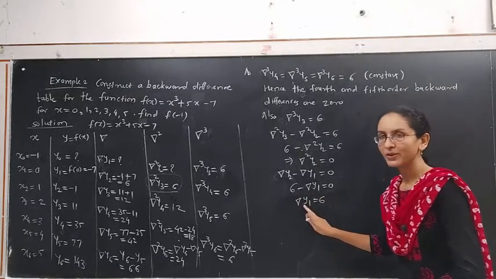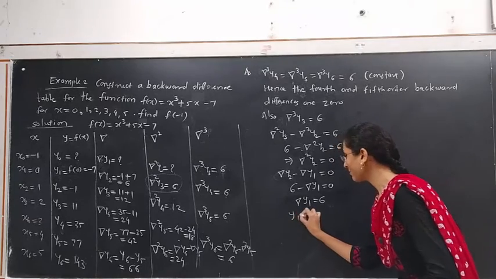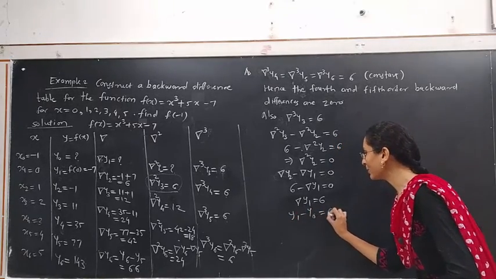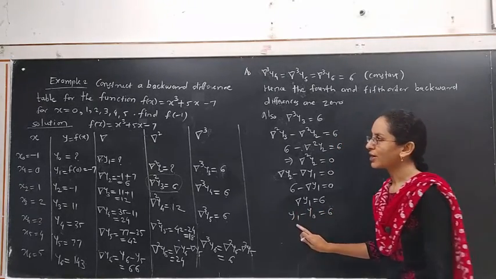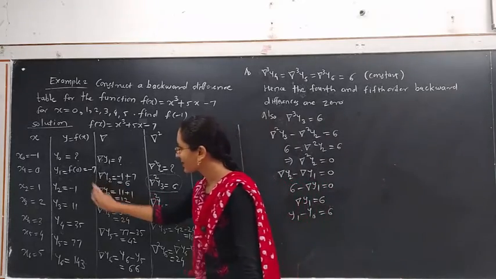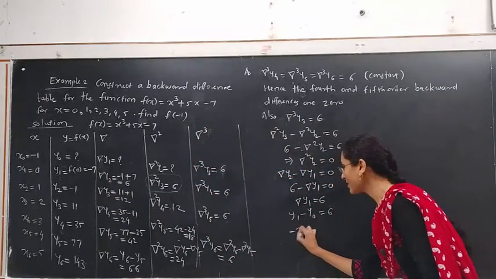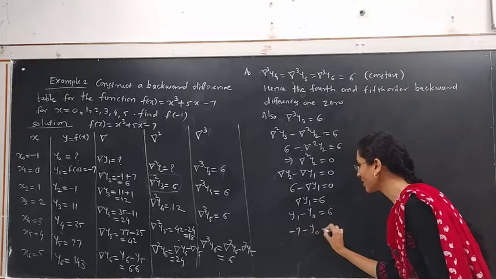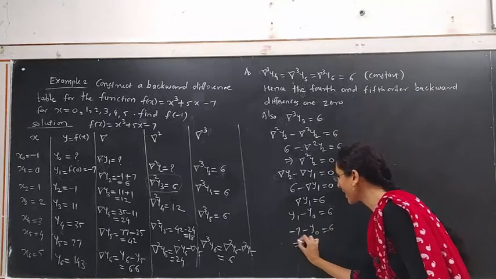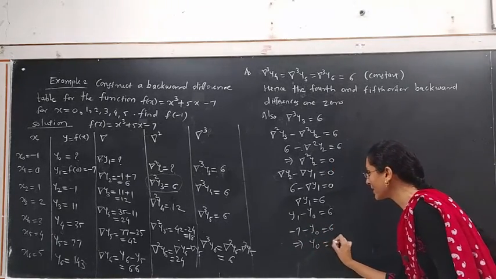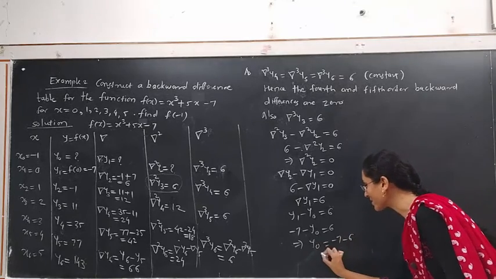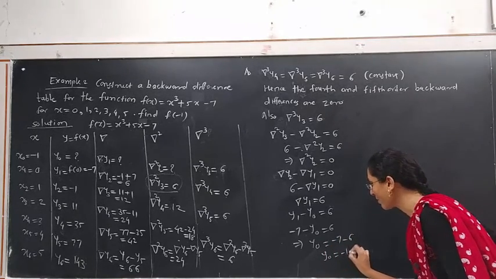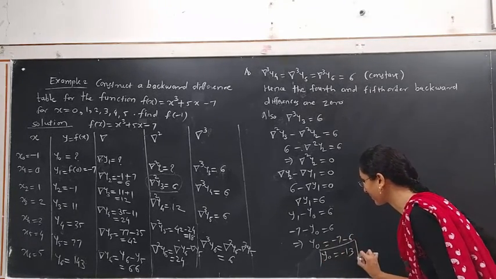But what is the value of del y1? y1 minus y0 is equal to 6. We have the value of y1 equal to minus 7. Minus 7 minus y0 is equal to 6. This implies y0 is equal to minus 7 minus 6. Hence, y0 is equal to minus 13.